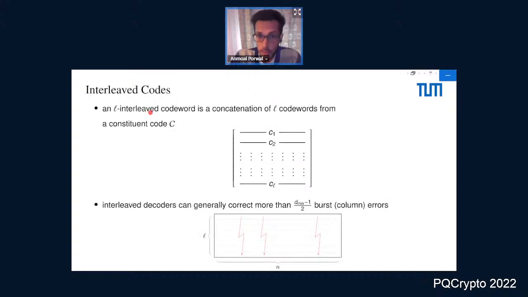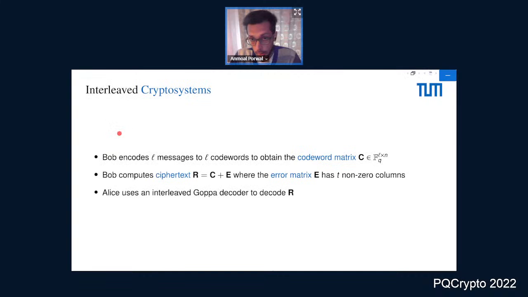Now, the reason this construction is interesting to look at is that for many interleaved codes, you can efficiently correct many more column errors than the error correction capability of the constituent code. In particular, interleaved decoders also exist for interleaved Goppa codes. So the idea here is to apply this to the McEliece system, and that's how you can get an interleaved cryptosystem.